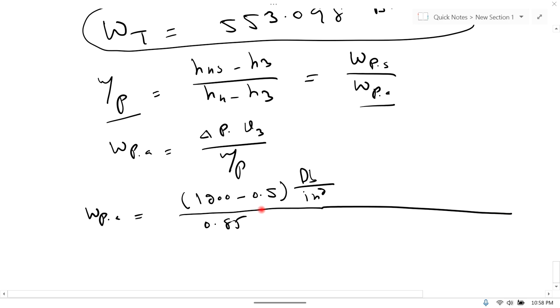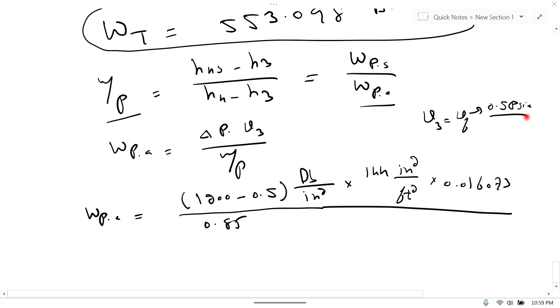But we have to convert this pound per inch square to pound per square feet. So multiply it by 144 inch square per square feet. The value of V3 is basically 0.016073. Basically V3 is equal to Vf at a pressure of 0.5 psia.